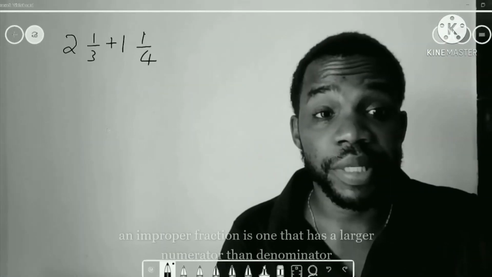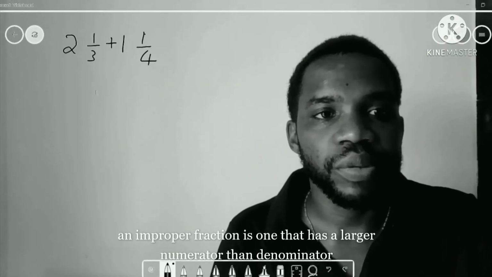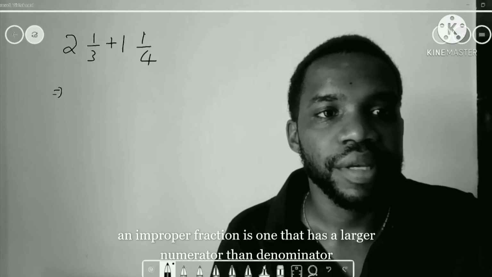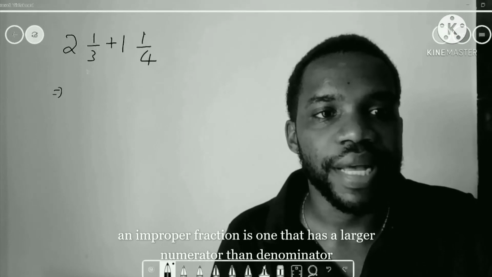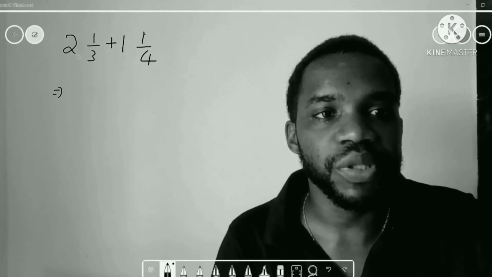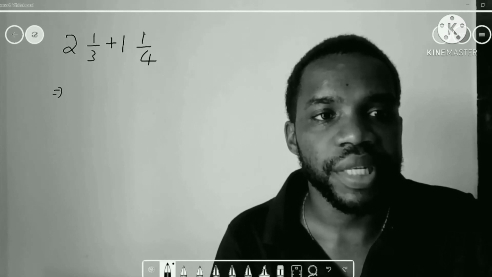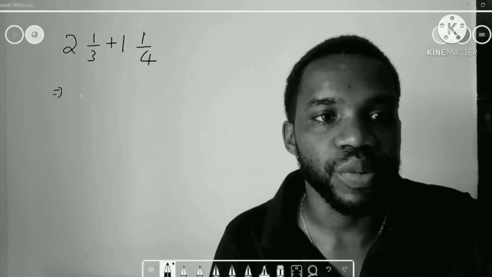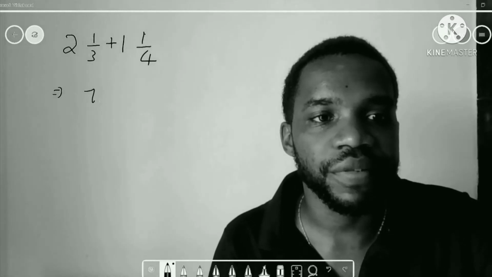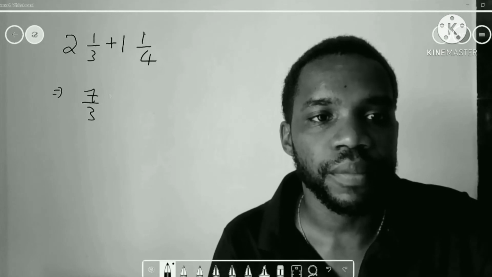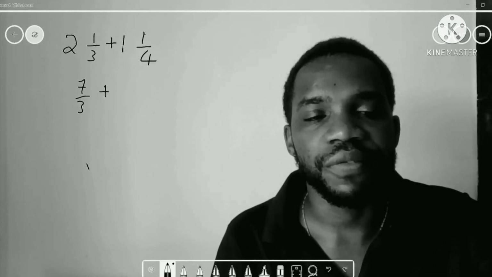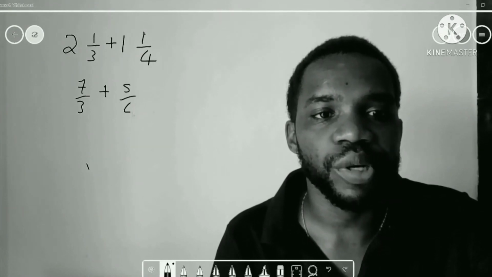I'm going to give you a second method that can be used. What I could do is to turn these mixed fractions into improper fractions. So 2 and 1/3 can be written as, we say 3 times the whole number. So the denominator times the whole number would give me 6, and we add the numerator, which is 1. So we're going to have 7 over 3. 1 and 1/4 would be 4 times 1 is 4 plus 1 is 5, so 5/4.